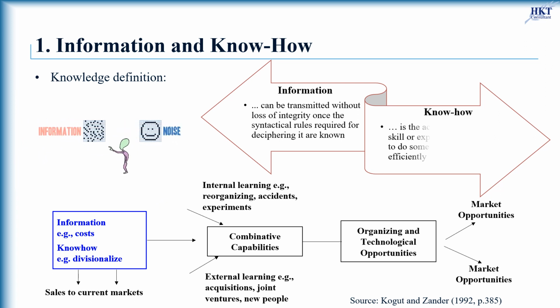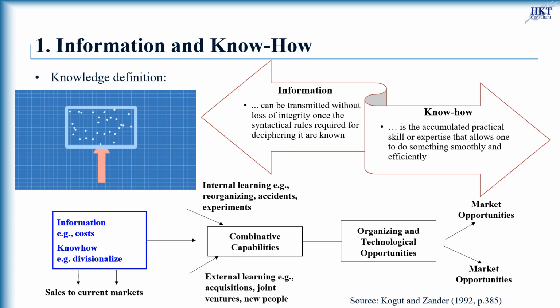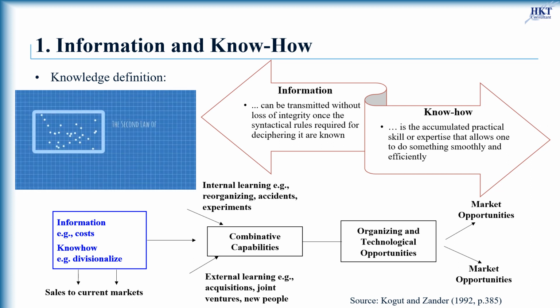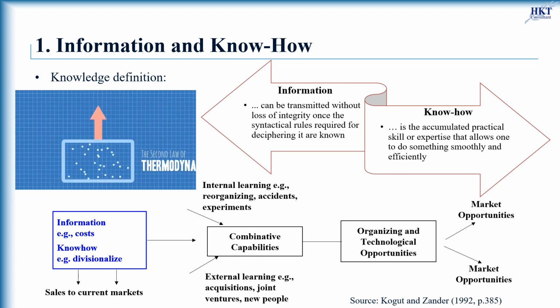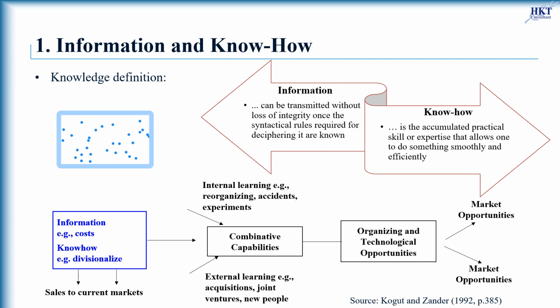Know-how is the accumulated practical skill or expertise, that allows one to do something smoothly and efficiently. Knowledge as information implies knowing what something means. Know-how is, as the compound words state, a description of knowing how to do something. The information is contained in the original listing of ingredients, but the know-how is only imperfectly represented in the description.